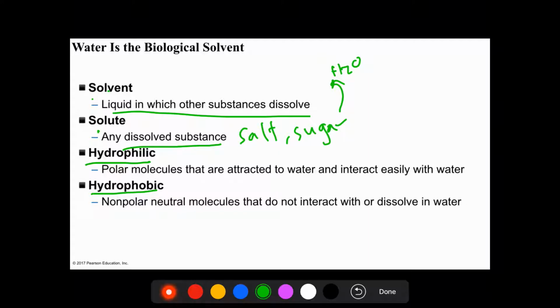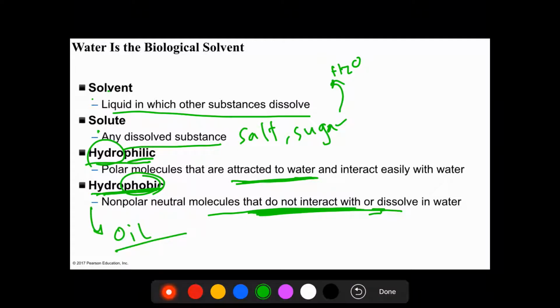Now, hydrophilic: hydro comes from water, philic means love, so these are molecules that are attracted to water. Whereas hydrophobic, phobic means kind of hate, so these do not interact or dissolve in water. Think, for example, of oil. Oil is a non-polar molecule, so it's hydrophobic. It hates water, it does not interact with water. Whereas hydrophilic molecules are polar molecules. Remember, polar molecules have two ends, like a battery, right? So they have a positive end and a negative end.